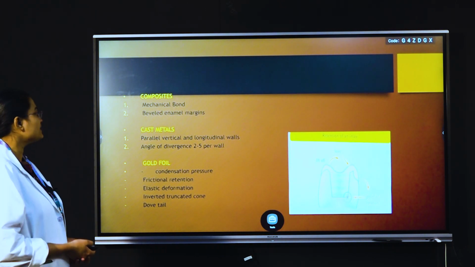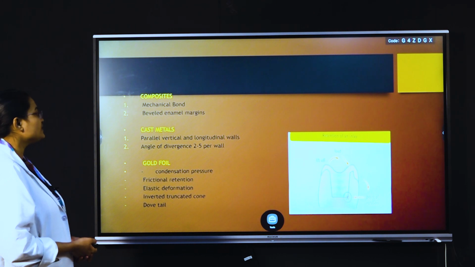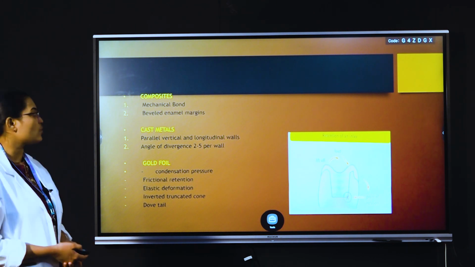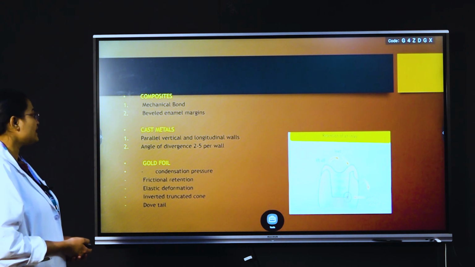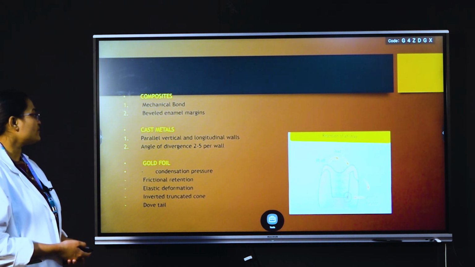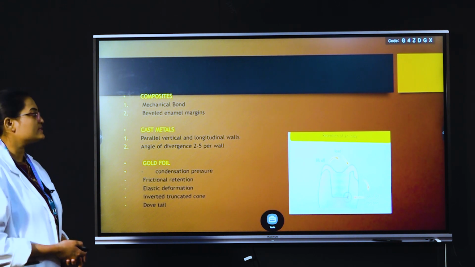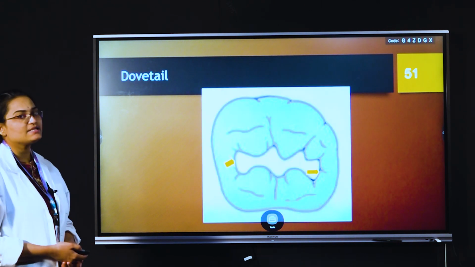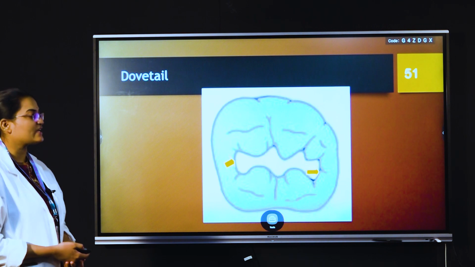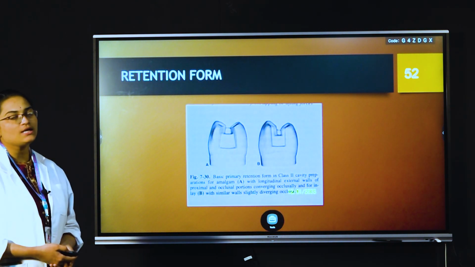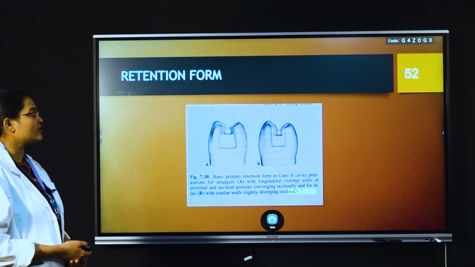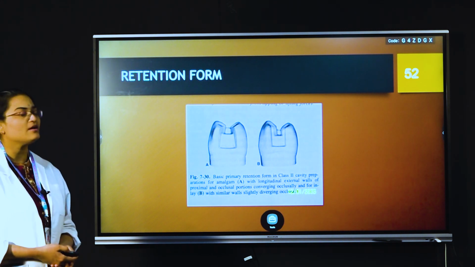For cast metals, it is parallel or vertical walls with a divergence of 2 to 5 degrees per wall. And for gold, it is the condensation pressure, the frictional retention, elastic deformation, inverted truncated cone shape, and also the dovetails. So these are the dovetails, which are the fan-shaped portions of the cavity preparation. This is showing the occlusal convergence of the box of a class 2 cavity preparation, increasing the retention form.